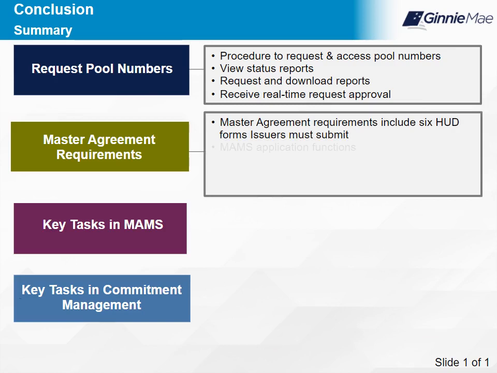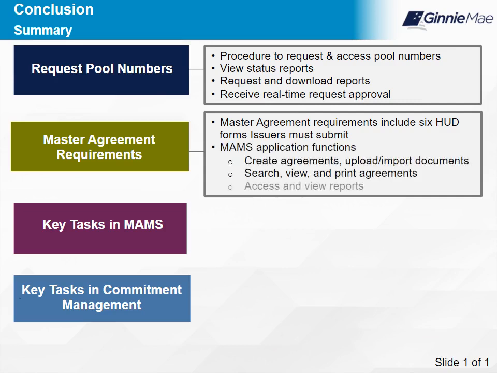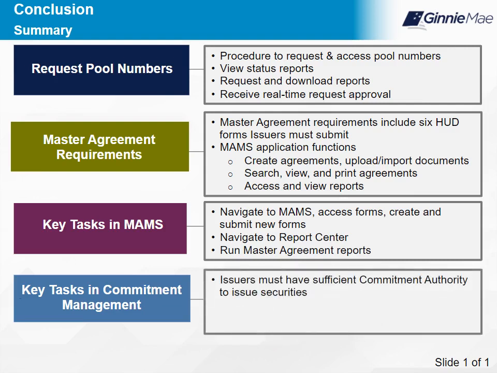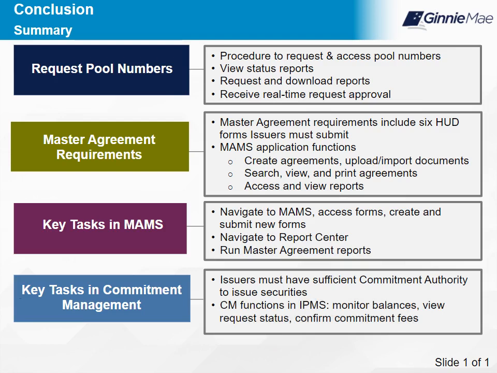You examined the 5 Master Agreement document requirements, including the HUD forms that issuers must submit. You also learned the various functions of the MAMS application. Next, you learned how to navigate to MAMS, access required forms, create and submit a new form, navigate to the Report Center, and run reports for master agreements. Finally, you learned that an issuer must have sufficient commitment authority to successfully issue Ginnie Mae securities. You learned about commitment management application functions within IPMS. Select Objectives for a review. When you are finished, you may use the Exit button to leave this presentation.